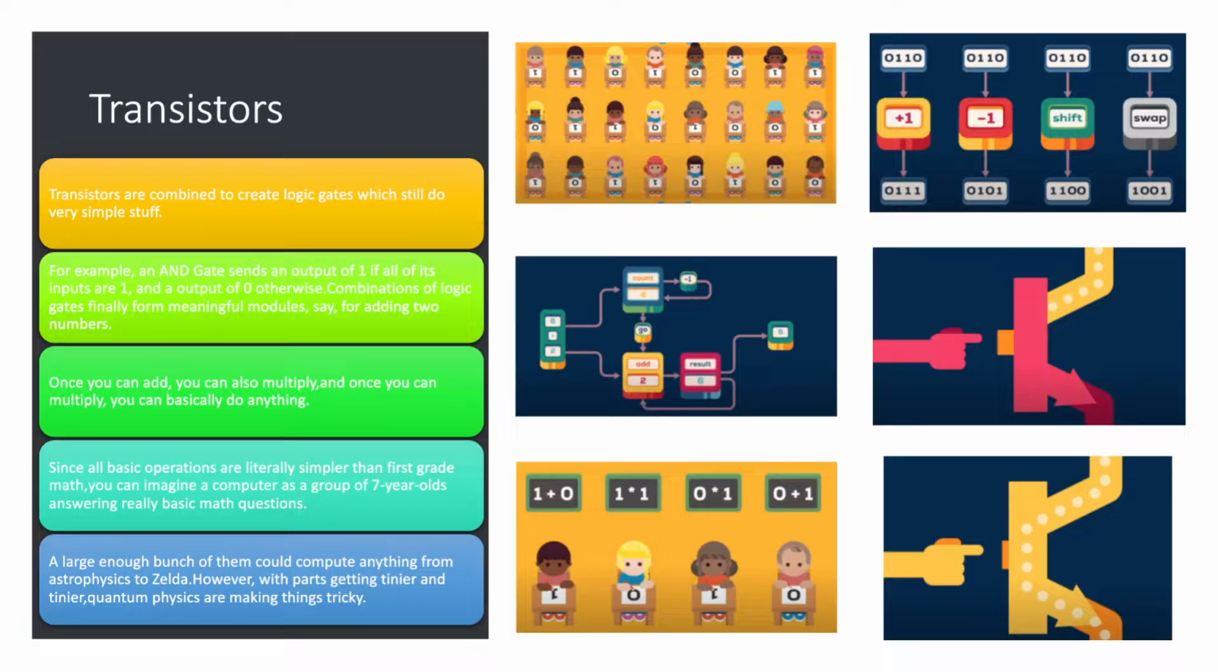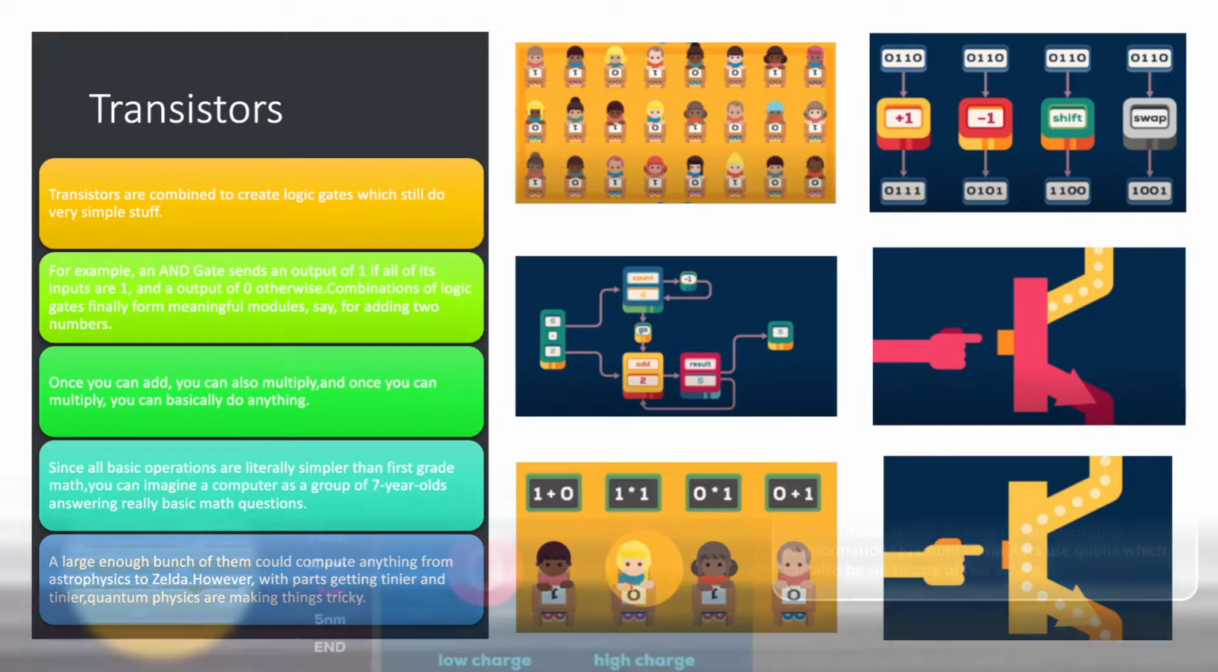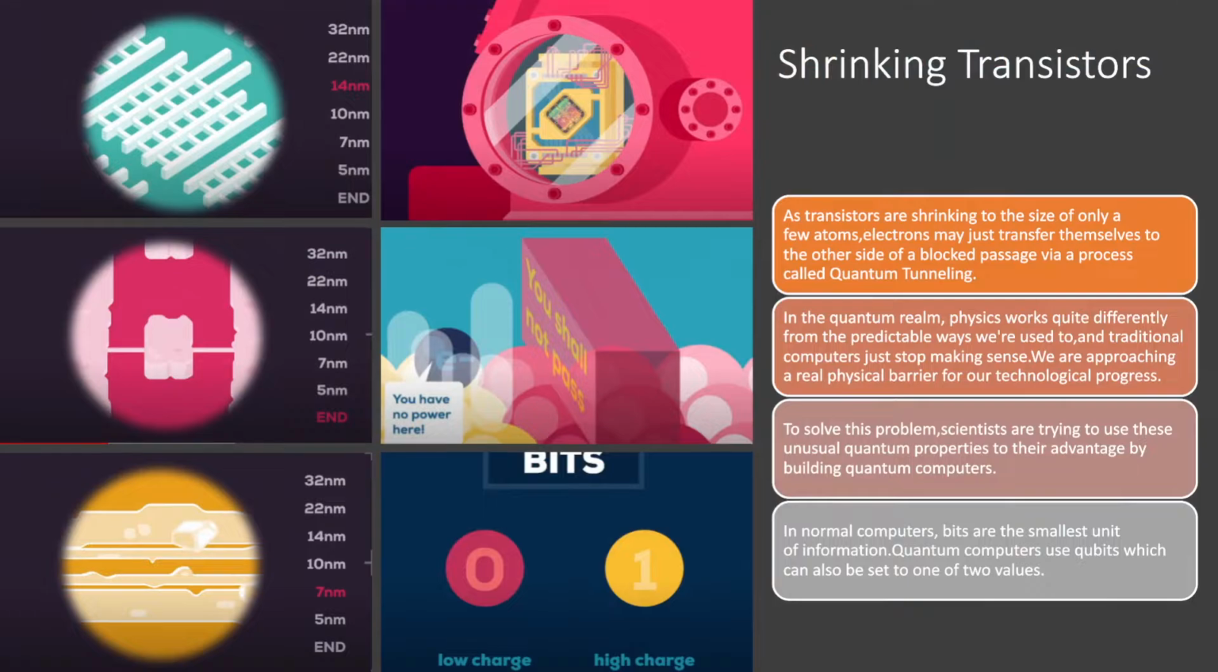A transistor is just an electric switch. Electrons are charged particles that move from one location to another. As a result, a switch is a channel that may prevent electrons from traveling in one way. Now we will talk about shrinking transistors.